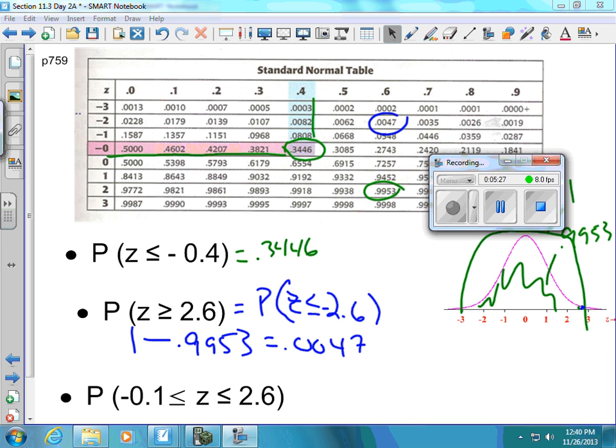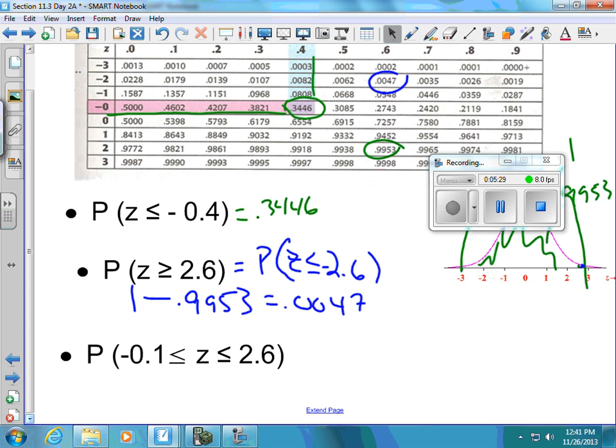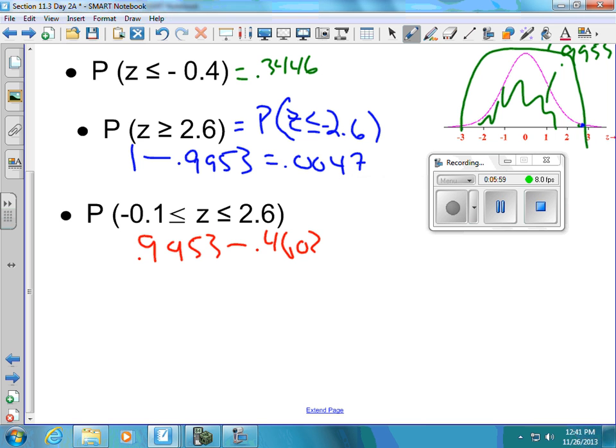Okay, so let's look at one where it's between two data values. The probability that z is between negative 0.1 and 2.6. Well, we have 2.6 right here. Let's circle that again in red. Negative 0.1, that's 0.4602. The probability that's between those is just the difference of those numbers. So we subtract them and we get 0.5351.